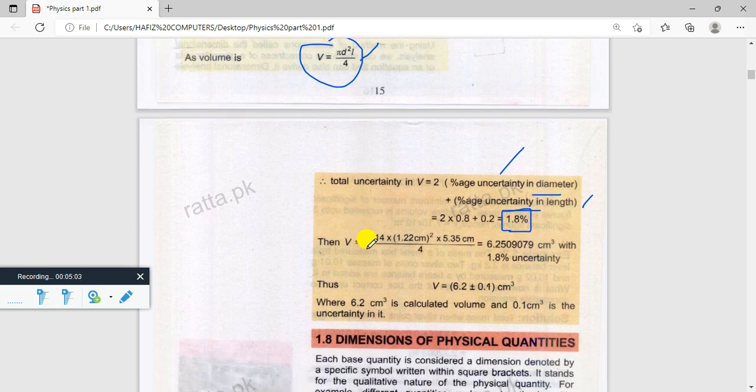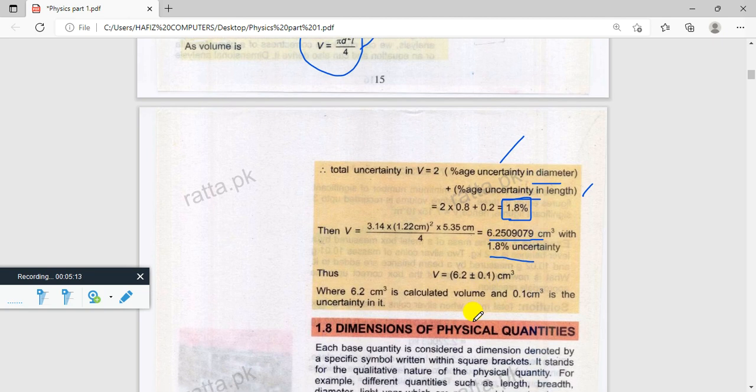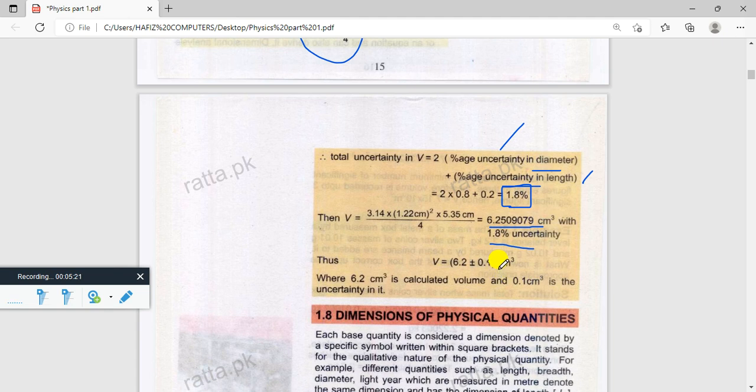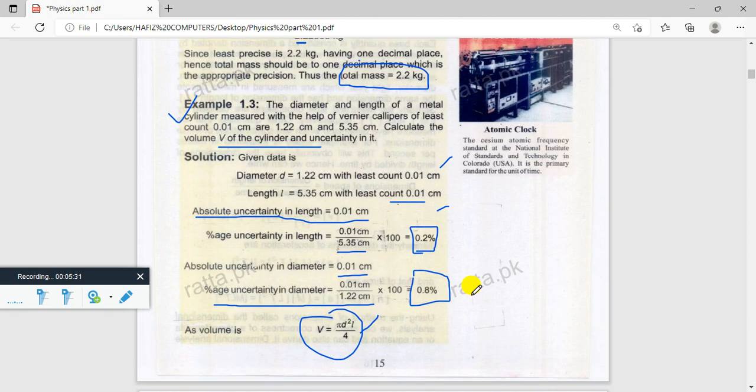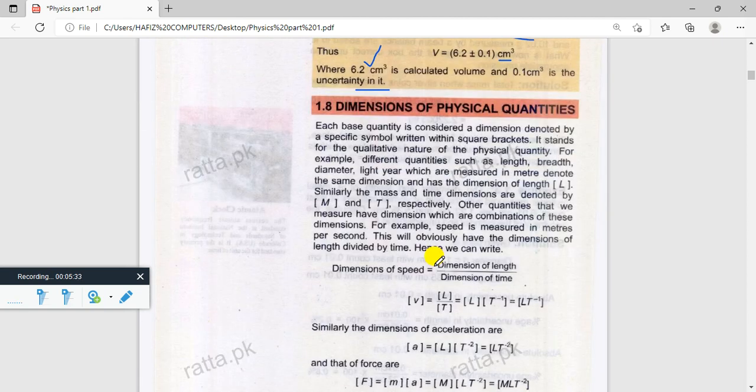When we put the values in this formula, pi d square L over 4, we get the answer 6.2 centimeter cube as the volume, with uncertainty 1.8%. So 6.2 plus minus 0.1 centimeter cube is the uncertainty in it, and 6.2 centimeter cube is the calculated volume. So this is from example 1.3. We will see the next topic of this chapter, and the last one, dimensions of physical quantities, in our next video.